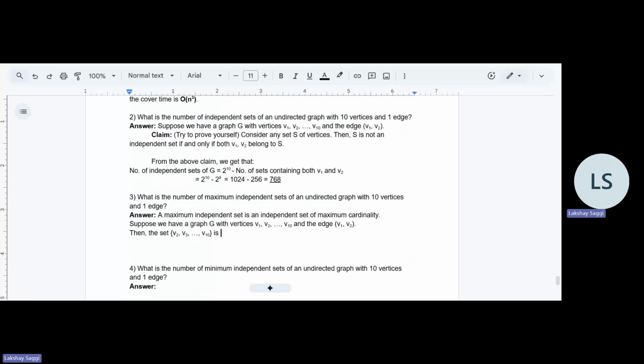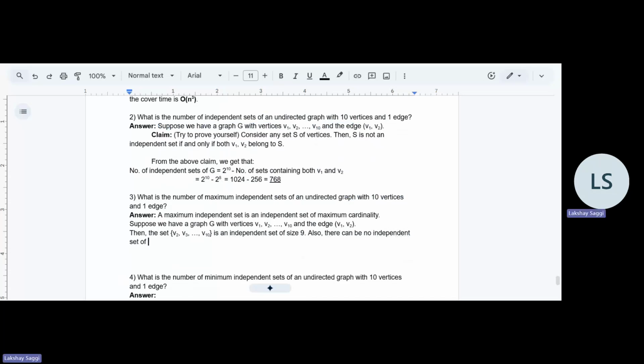So this is a set of vertices. This is an independent set, and this is also an independent set because no two vertices share an edge. This is an independent set of size 9 because there are 9 vertices in this set, right? And also there can be no independent set of size 10, because if there's an independent set of size 10, then essentially we're including all 10 vertices, but including all 10 vertices includes both the vertices V1 and V2, but V1 and V2 share an edge.